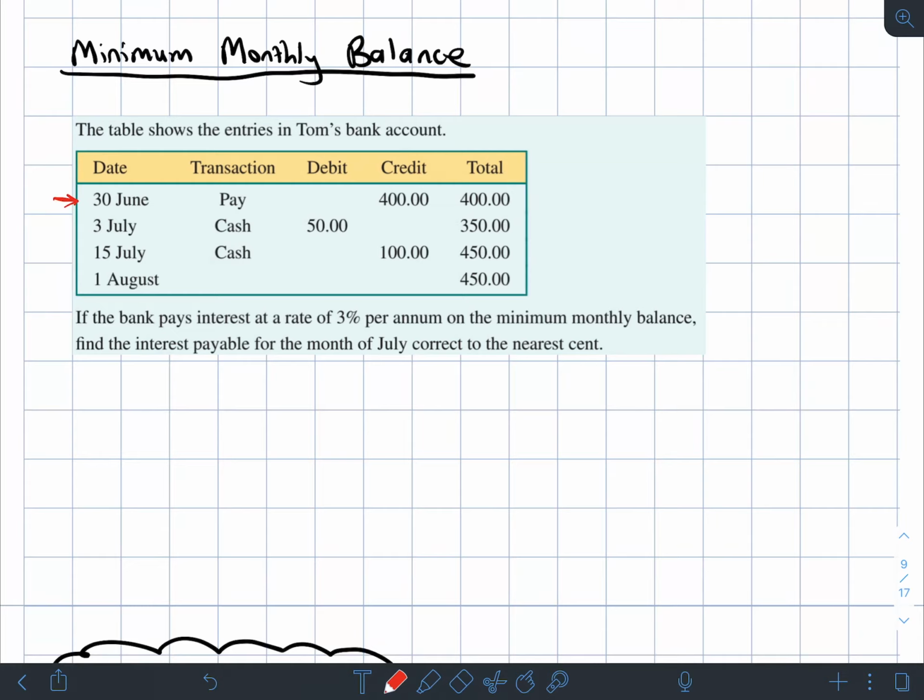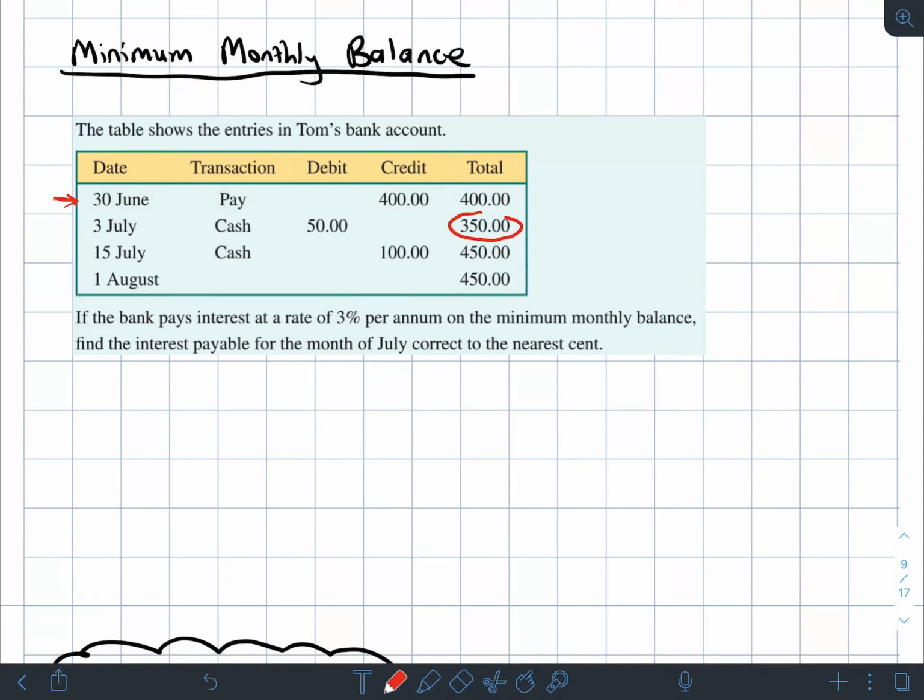So here, credit just means that that's the amount of money that's in his bank account at the time, okay? Now, debit means that he's taking away $50 from that $400, so he's down to $350, and that happens on the 3rd of July. And then on the 15th of July, he's adding $100 to his bank account, and then that's his balance at the beginning of August. So what is the minimum monthly balance for July?